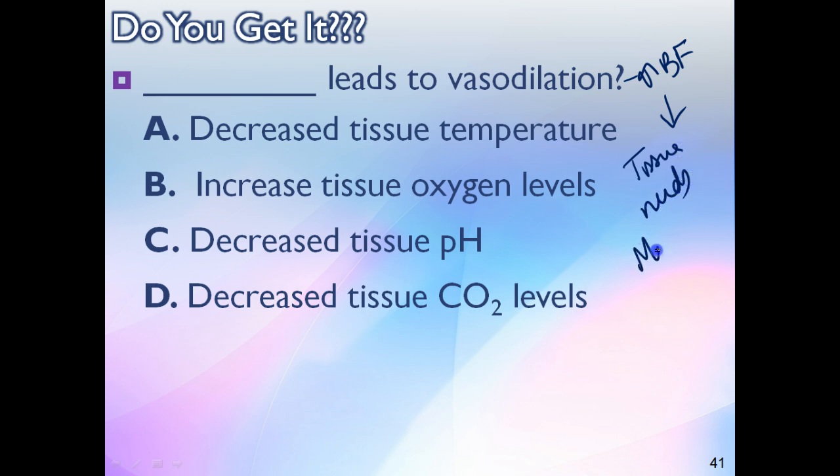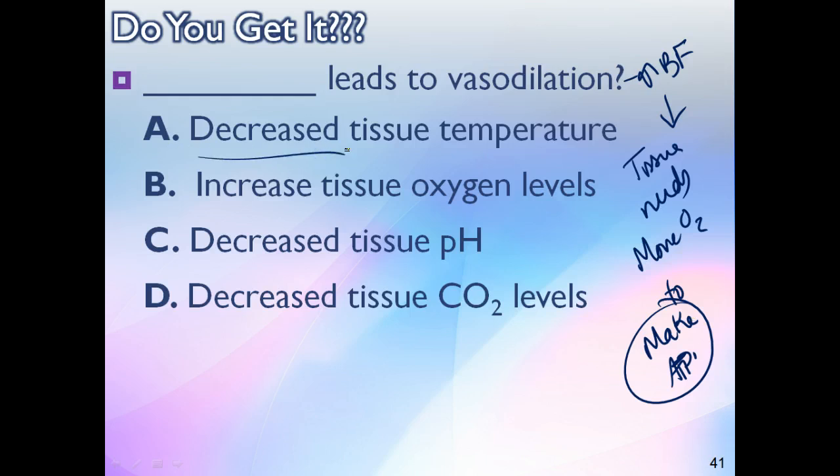needs more oxygen to make ATP. So that means, which one of these four is telling you that the tissue is making more ATP and needs more oxygen? Well, if the tissue is colder, is it making more ATP? Well, if the tissue has extra oxygen, do we need to give it more?